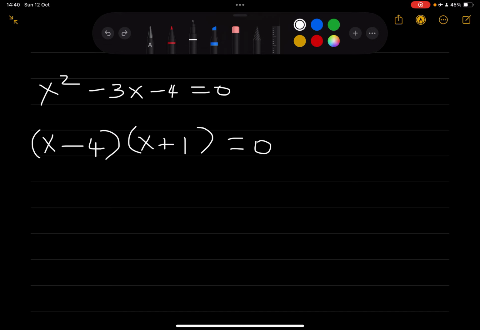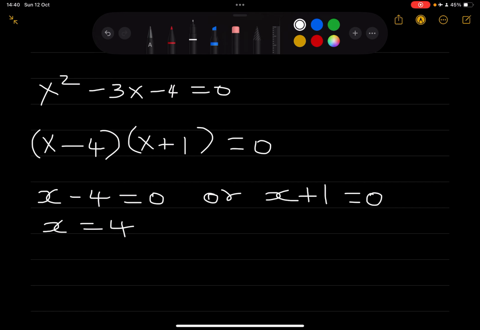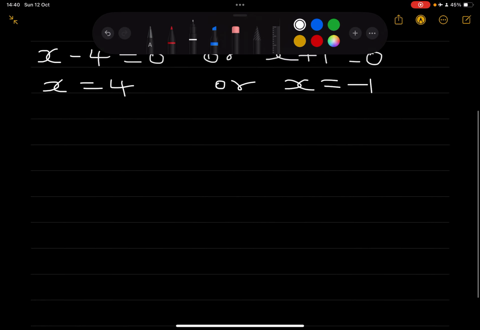All right. And then we have x minus 4 equals 0, or x plus 1 equals 0. We are using the zero product principle here. You always split your brackets after you have factorized. Then you have x equals 4, or x equals minus 1. If you don't set each bracket equal to 0, you are leaving marks behind. Don't do that. Let's go to the next question.